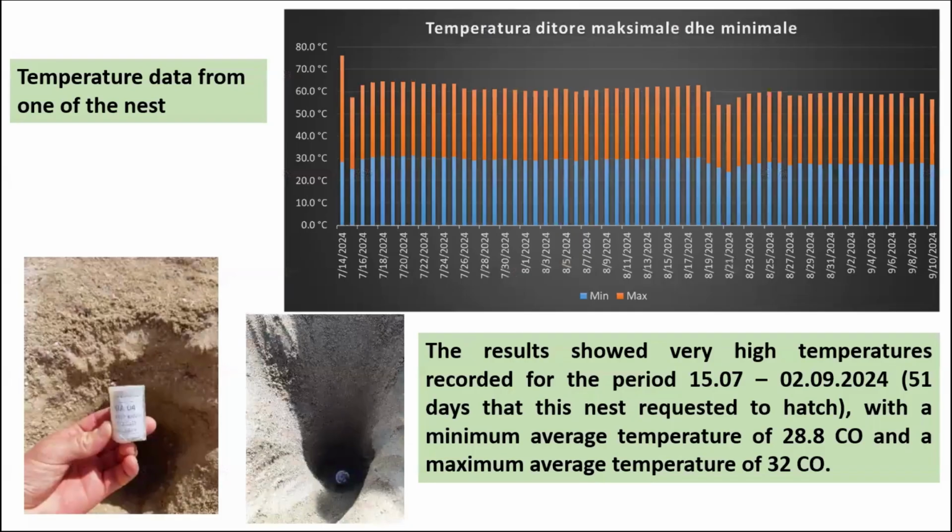We also measured the temperature data from one of the nests, and the results showed very high temperatures this season. The period we were measuring was from the 15th of July to the 2nd of September, with a minimum average temperature of 28.8 and a maximum average of 32 degrees Celsius.